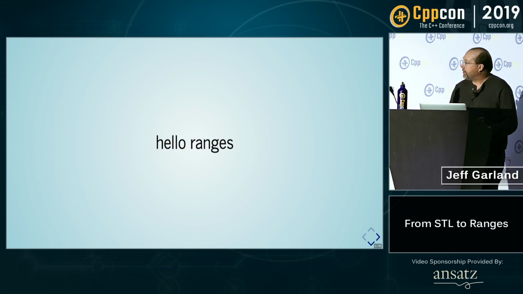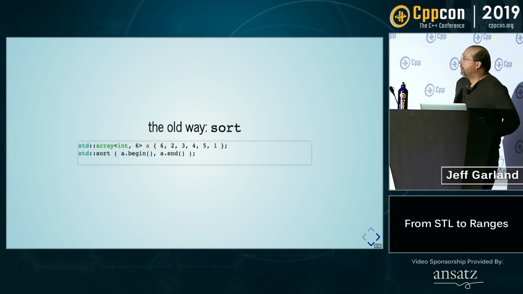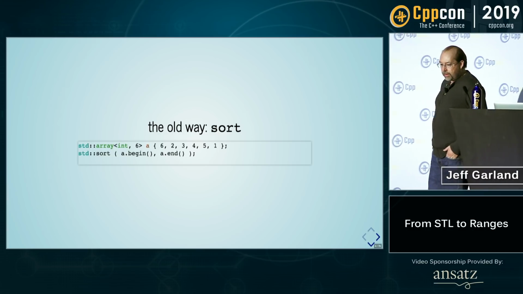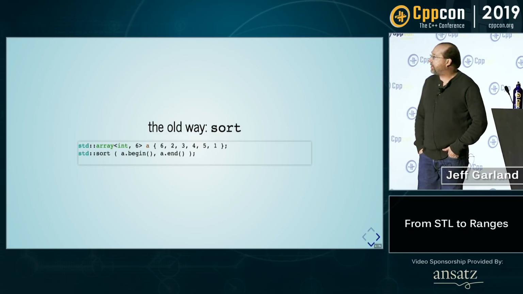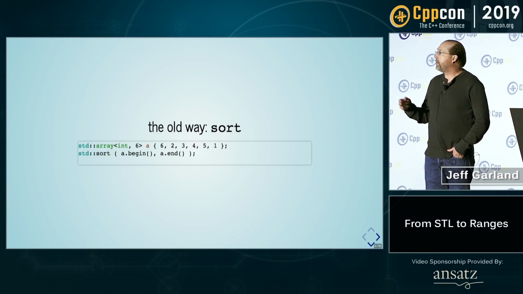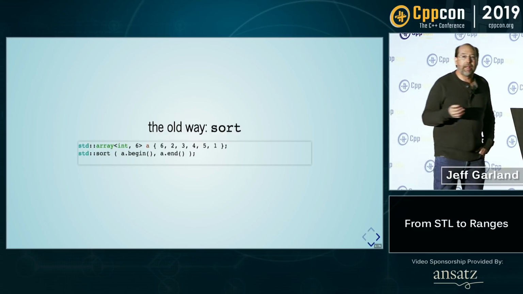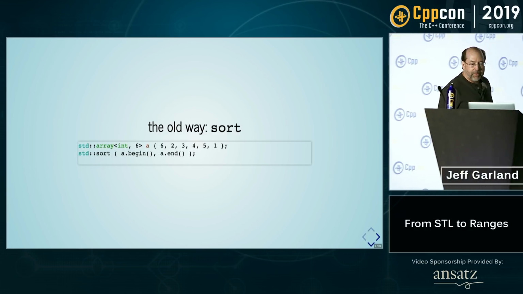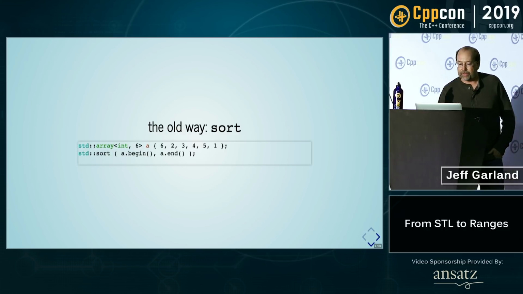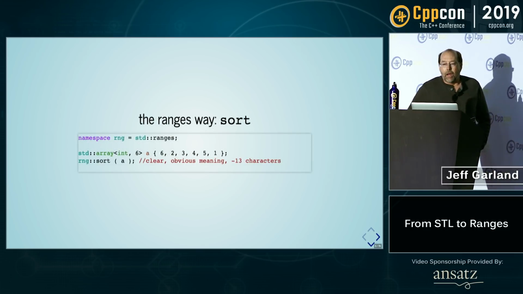Okay, so let's just start with the basics. In the STL, the old way to run a sort would be something like this. I have an std::array, and I call sort with begin and end. All very straightforward. We all know and love this. Or maybe we don't love it so much because of that begin and end.